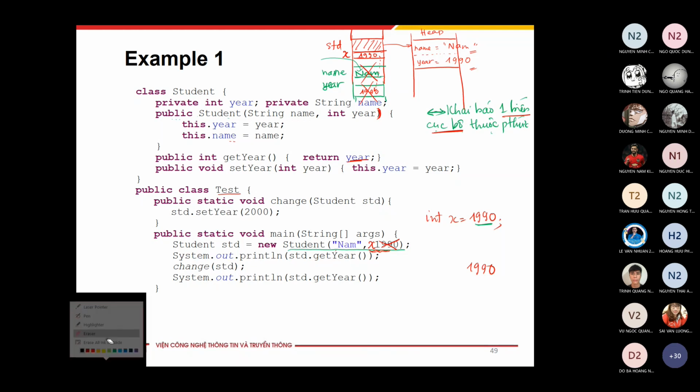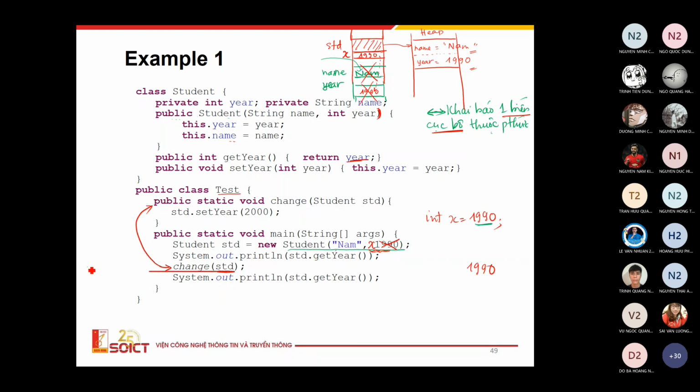Câu lệnh tiếp theo là câu lệnh train std. Phương thức train này nằm trong class test. Còn std truyền vào ở đây là gì? Truyền vào một đối tượng nhé, hay là một biến tham chiếu. Thì điều gì sẽ xảy ra?